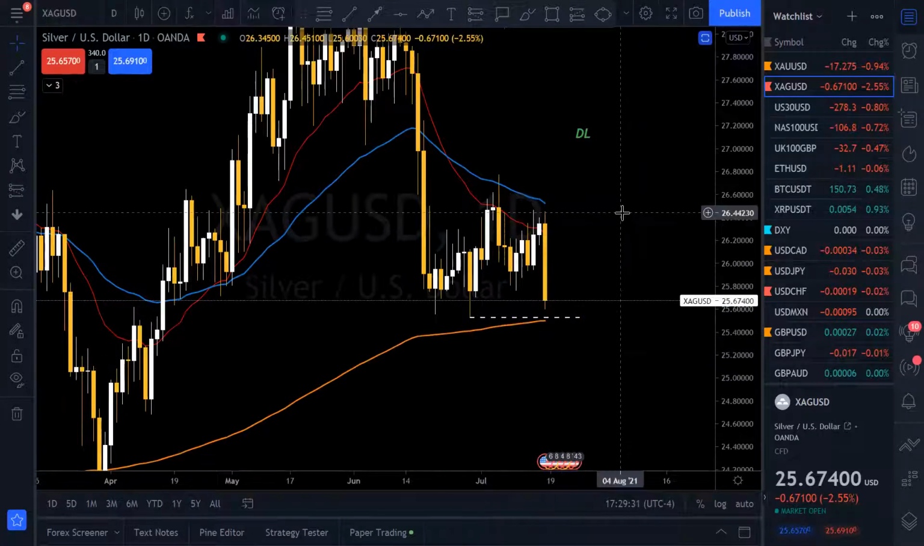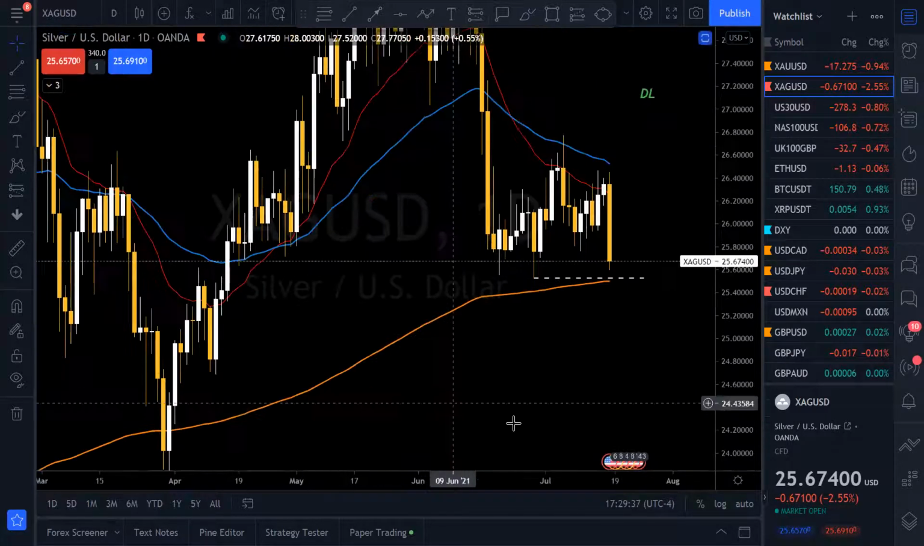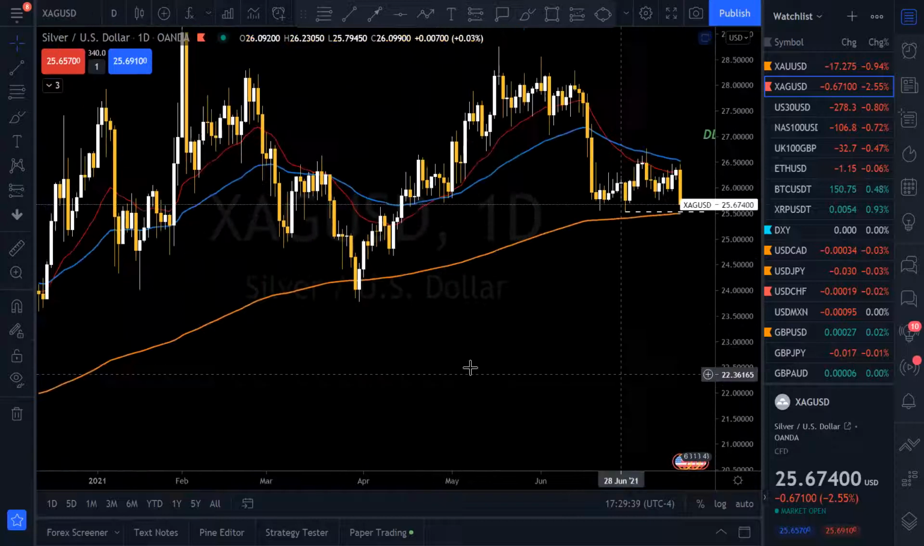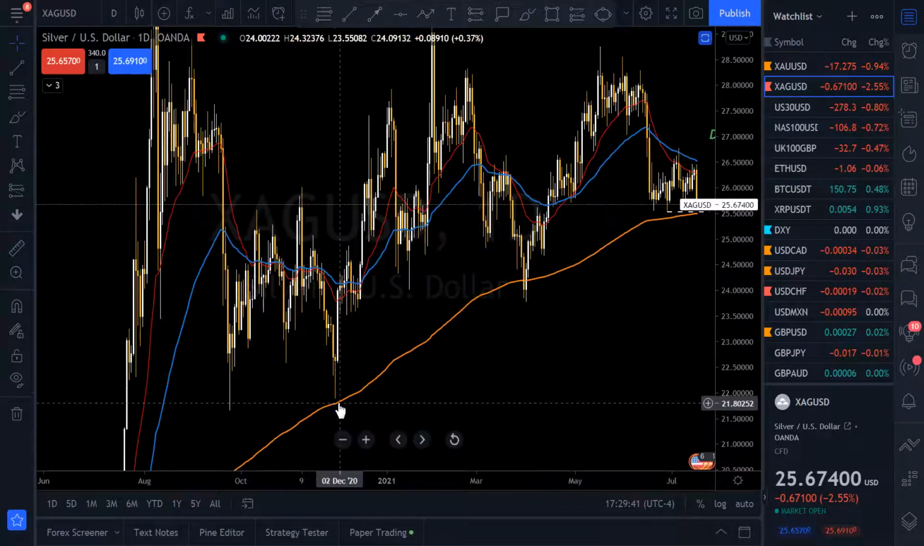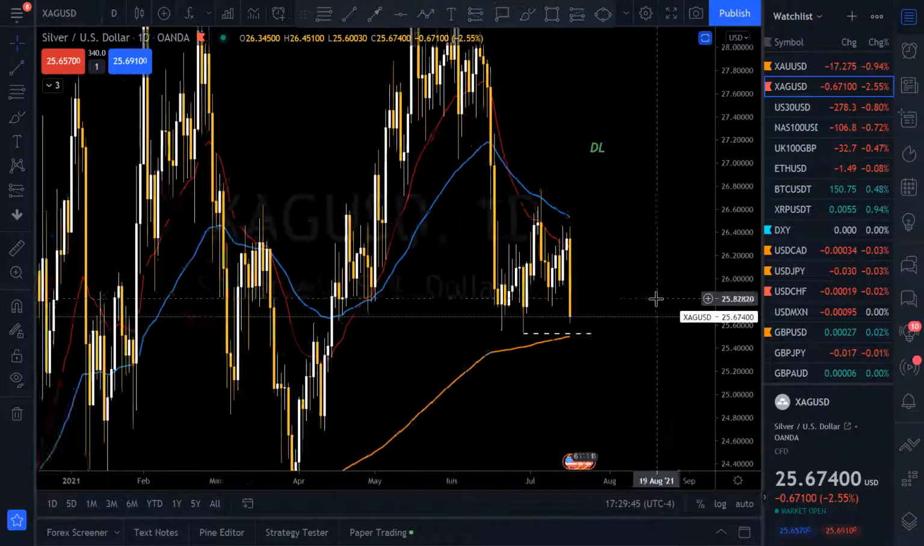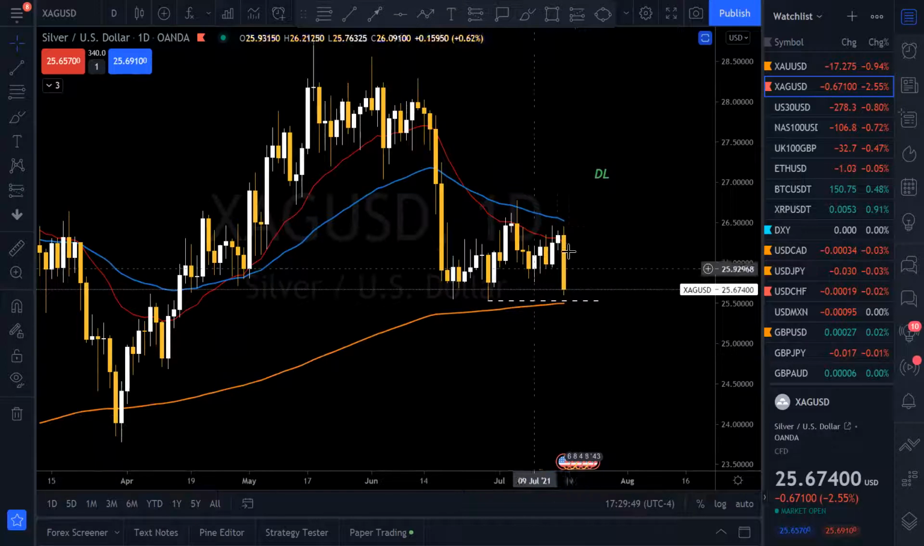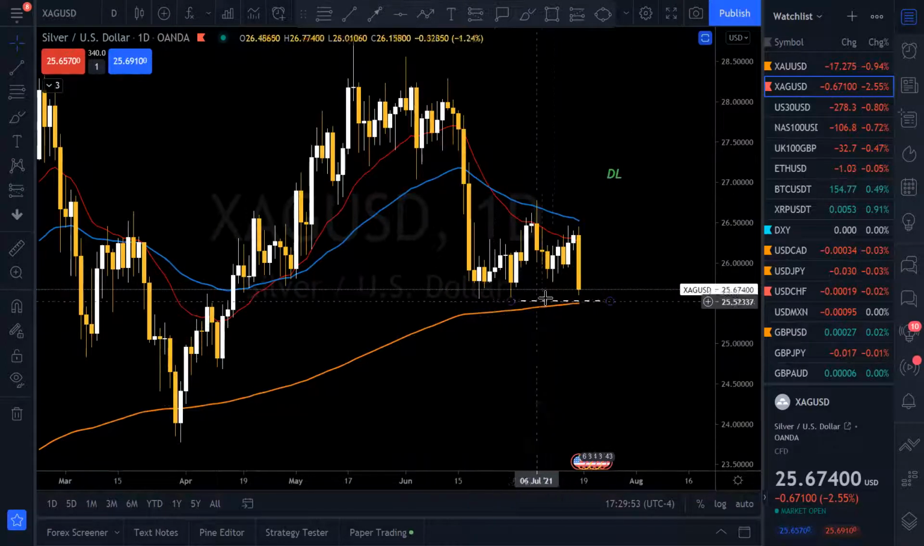What happens the last time price tested the 200? The 200 held, and price popped up. All right, that's the way I look at it. You see how price held up here. The 200 is being respected in this pair, in this market, and in this time frame.